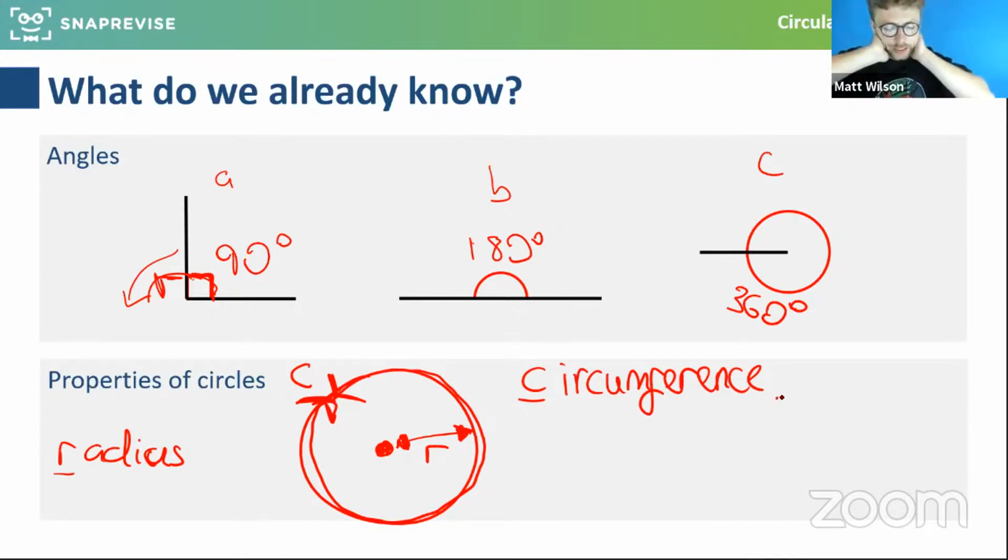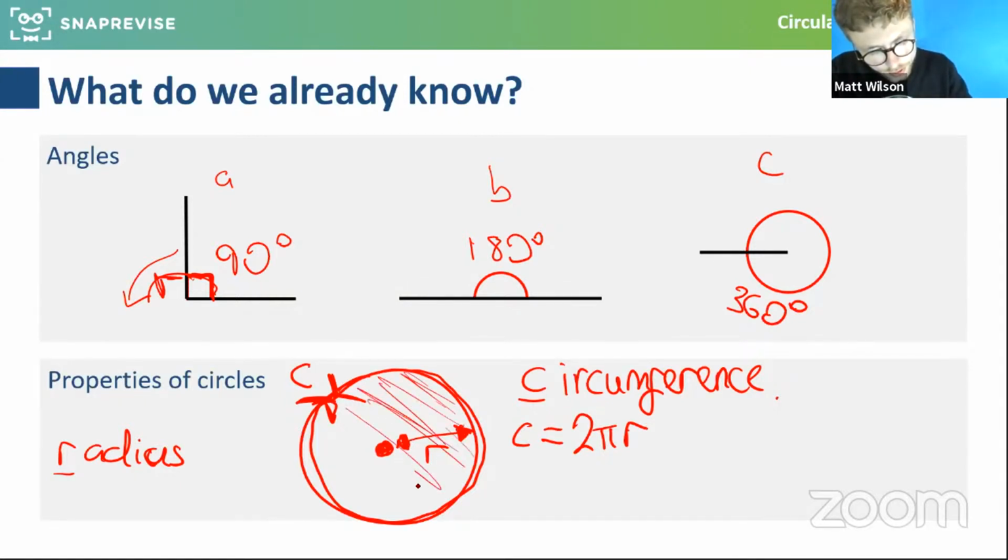And the big thing we're going to need to know is some relationships between these things. So in particular, the circumference is always equal to 2 pi times the radius. So pi is just a particularly special number, but it's just a number and you can find it in your calculator. The second thing we want to know about is the area of this circle.